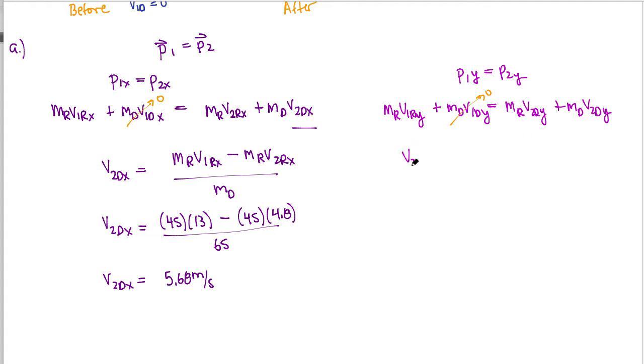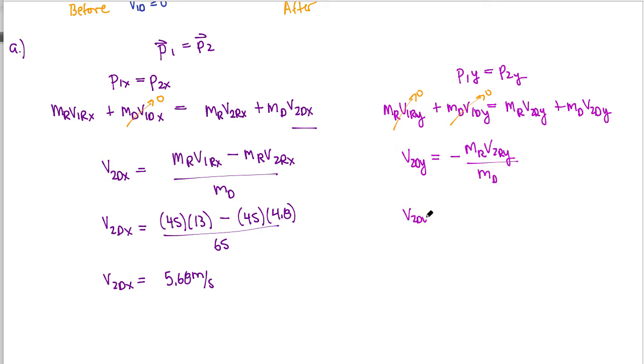So solving for V2 of Daniel in the y direction, I would have mass of Rebecca times V1r. Actually, we can make another simplification here. Because Rebecca's initial velocity is 0 in the y direction, at least as we've defined it, that means that V2d is just going to be negative mass of Rebecca times V2 of Rebecca in the y direction over the mass of Daniel.